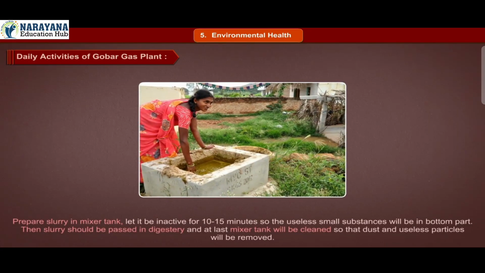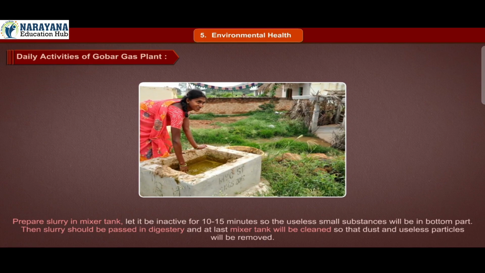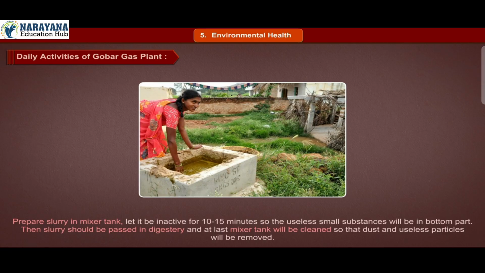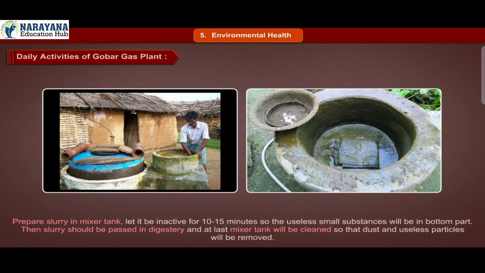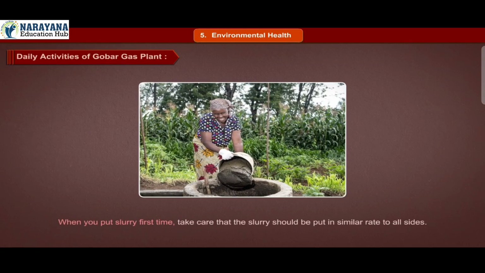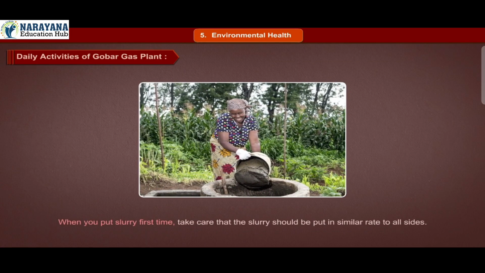Prepare slurry in the mixer tank. Let it be inactive for 10 to 15 minutes so the useless small substances will settle in the bottom part. Then the slurry should be passed into the digester and at last the mixer tank will be cleaned so that dust and useless particles will be removed. When you put in slurry the first time, take care that the slurry is put in at a similar rate on all sides.